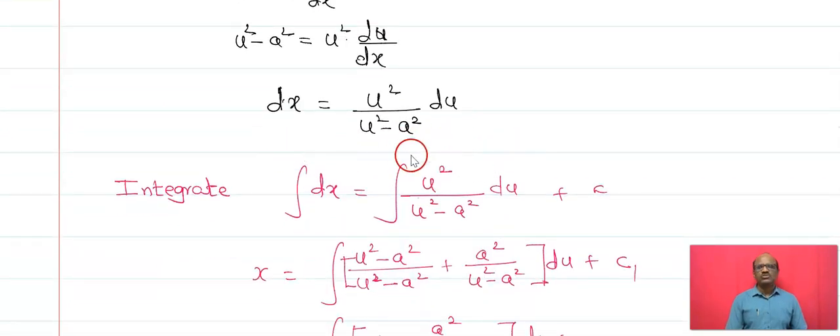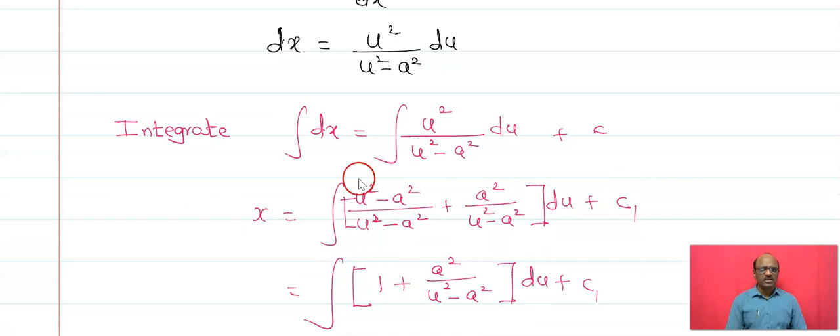Now integrating on both sides, that is integral of dx is equal to integral of u square upon u square minus a square du plus c. Now the integral of dx is x.